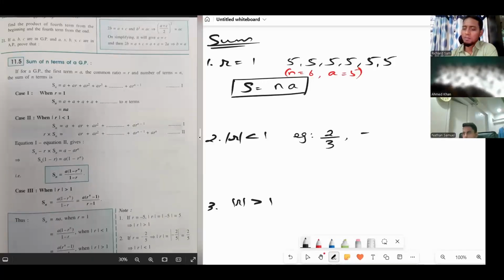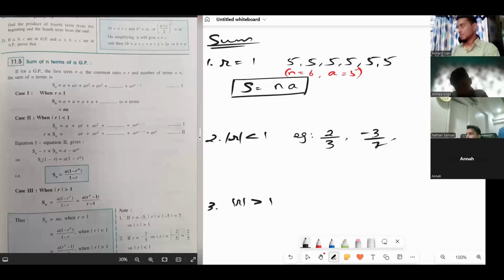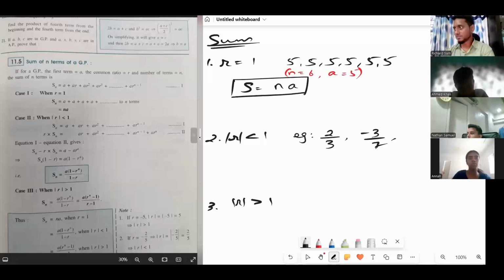Another example, minus 3 upon 7. Doesn't matter what the sign is. The only condition is that the numerator should be less than the denominator. Such a fraction is called a proper fraction, and its absolute value is less than 1. In this case, the formula to find the sum of n terms is a into 1 minus r raised to n upon 1 minus r.